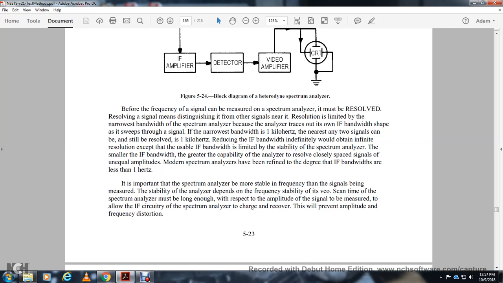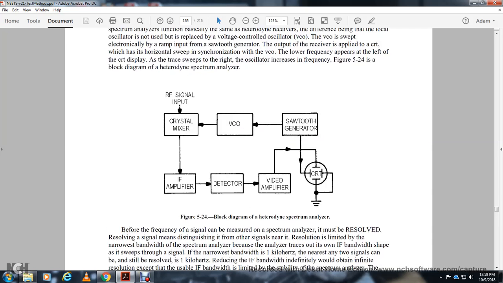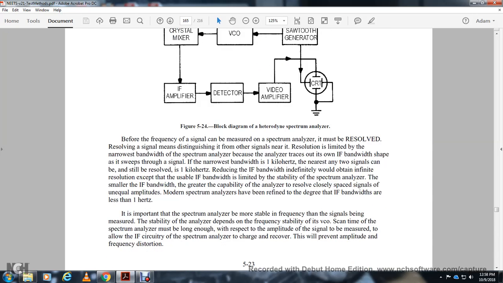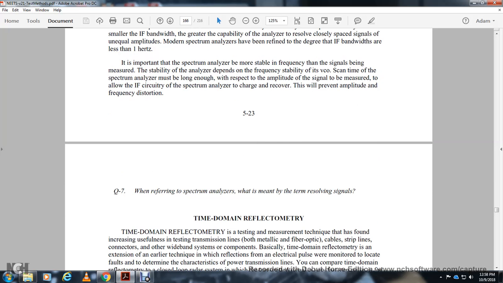It is important that the spectrum analyzer be more stable than the frequency of the signal being measured. The stability of the analyzer depends on the frequency stability of the voltage controlled oscillator. Scan time of the spectrum analyzer must be long enough with respect to the amplitude of the signal to be measured that it should allow the intermediate frequency circuitry to charge and recover, which will prevent amplitude and frequency distortion.